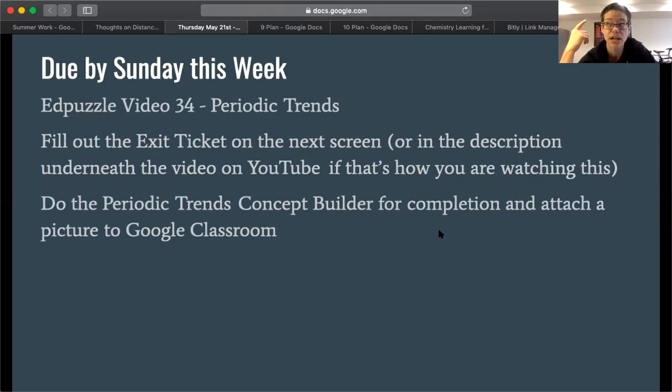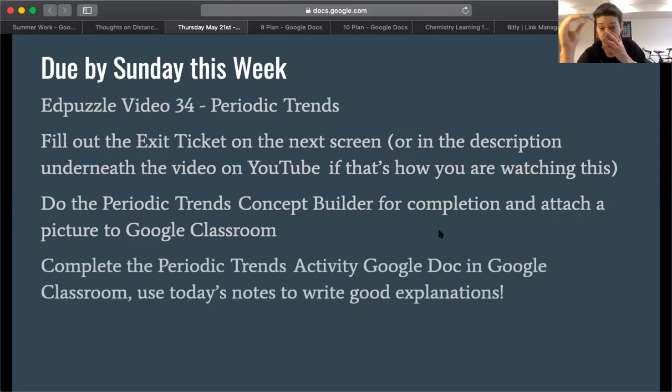And the concept builder is basically just asking you, between a pair, pick which one has the lowest value, or pick which one has the highest value for this thing. So essentially, the very top portion of each of our notes, where we talk about what the trend is and where the biggest and the smallest values are, that's what you need to be able to do the concept builder. So practice that, get your trophies, take a picture, throw it on Google Classroom.